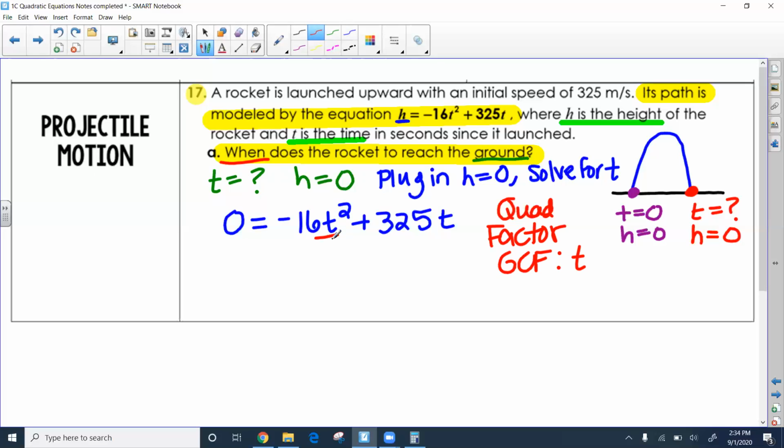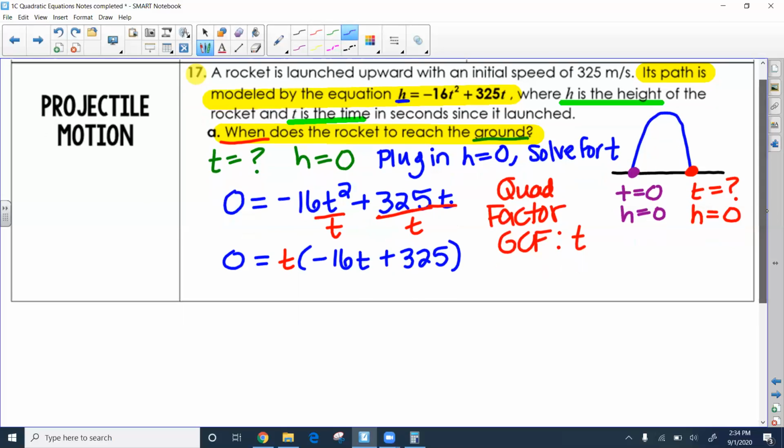All right, so let's factor out the t. Remember, when we factor out a GCF, that t is going to go in the front. And then in the parentheses is what I would have when I divide. Right here, one of the t's would divide out, so I'd be left with negative 16t. And right here, the t's would divide out, so I'd be left with plus 325. And it's still equal to 0. All right, so this is what we have after we factor out a t: t times negative 16t plus 325.